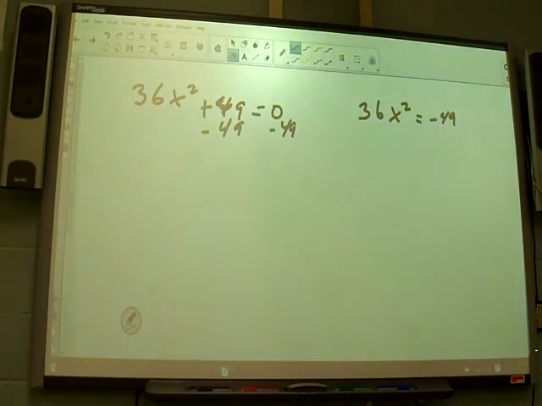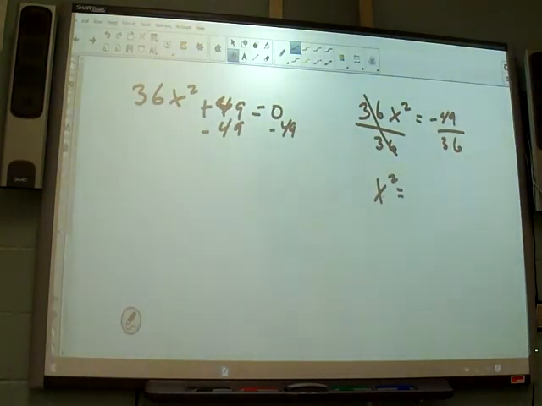Okay, that's what I got when I subtracted the 49. Now my x is being multiplied by 36, so I have to undo that with division by 36. Now this is what Grant was talking about, and here's what I want you to see. Over on the left side, your 36 divided by 36 is canceling out, so you just have x squared left.